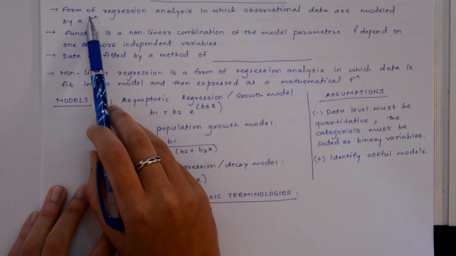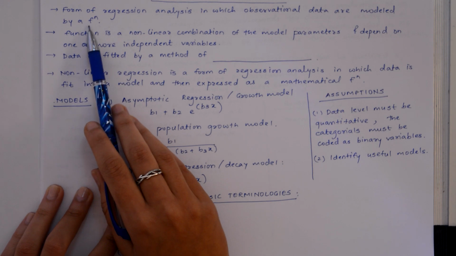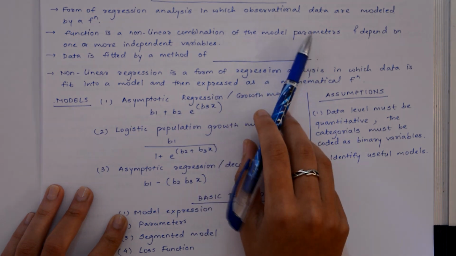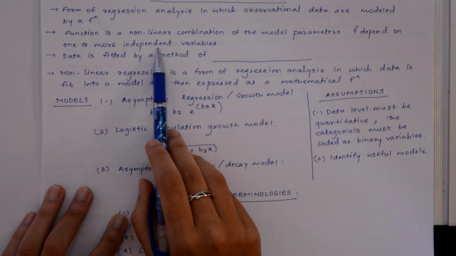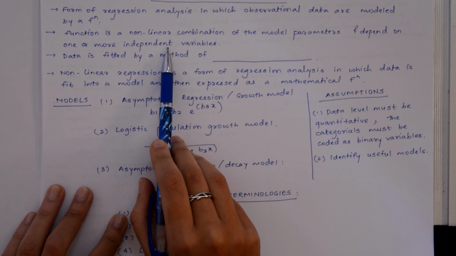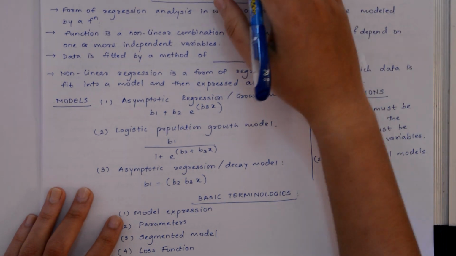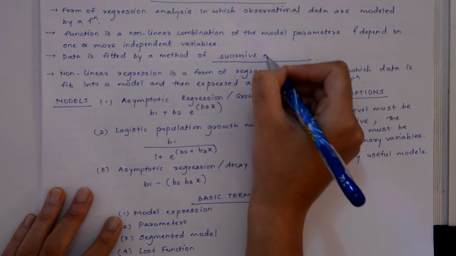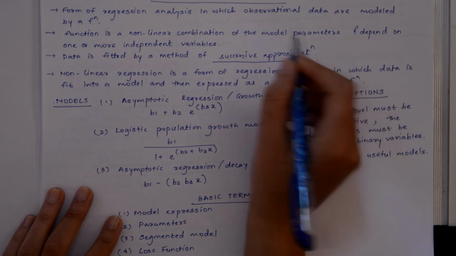Nonlinear regression is a form of regression analysis in which observational data are modeled by a function, a nonlinear combination of the model parameters. Now these parameters depend on one or more independent variables. The data is made to fit by a method which is called successive approximation. So that is the method used for nonlinear regression.